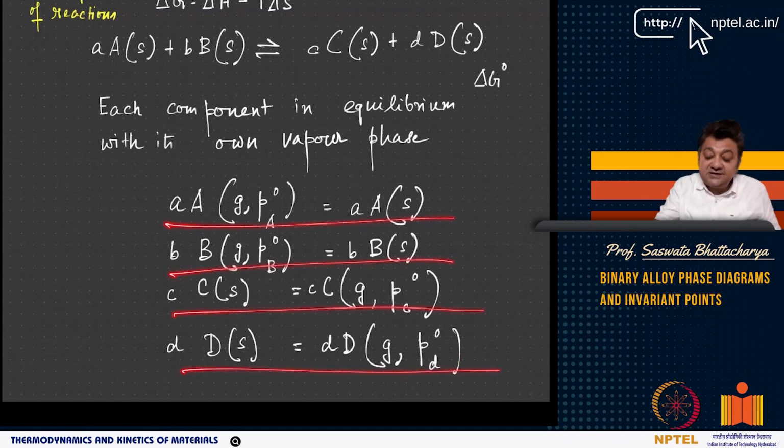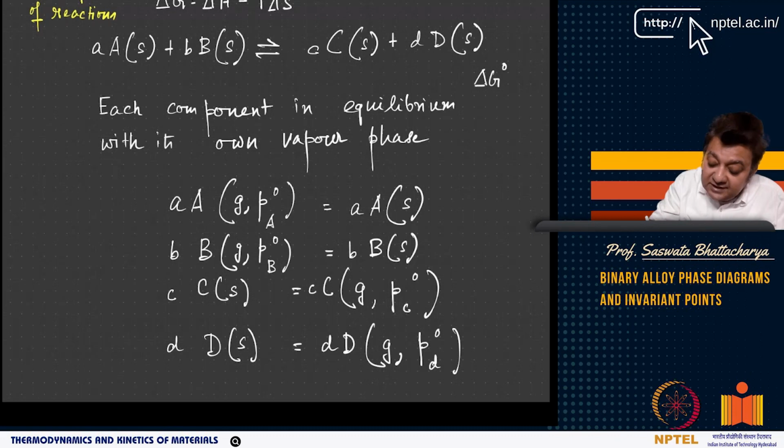So basically, there is a delta G naught here to understand the feasibility of this reaction. If delta G naught is negative, then this reaction is possible. If it is equal to 0, then all of these are in equilibrium at that given temperature and pressure. And if delta G0 is positive, then the forward reaction aA plus bB equals cC plus dD at the temperature we are considering may not happen.